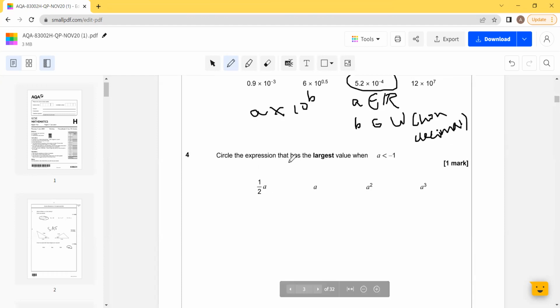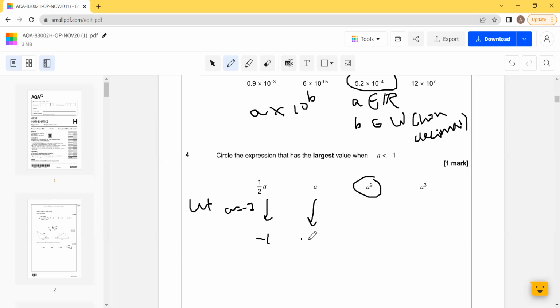Okay, question 4. Circle the expression that has the largest value when a is less than minus 1. Okay, so the largest value. If you're not sure what the answer is straight away, you can always plug in values. So I'm just going to circle what the right answer is for now, and then show you what I mean. So let a be minus 2, then a half a becomes minus 1, a remains minus 2, a squared becomes 4, and a cubed is minus 8. Okay, so clearly our answer a squared is correct.